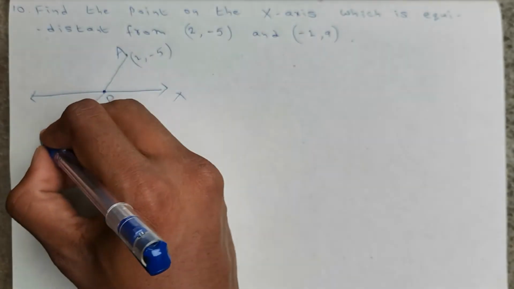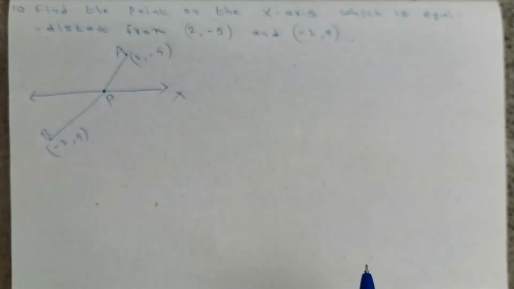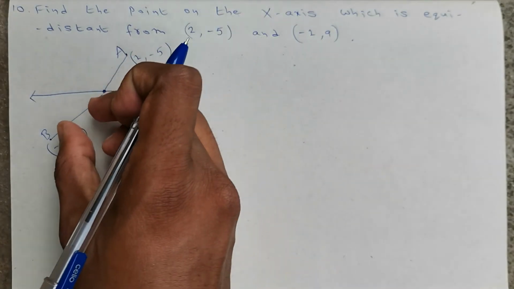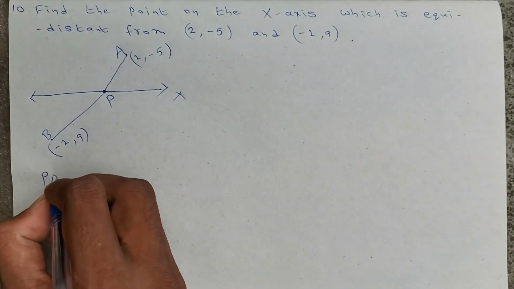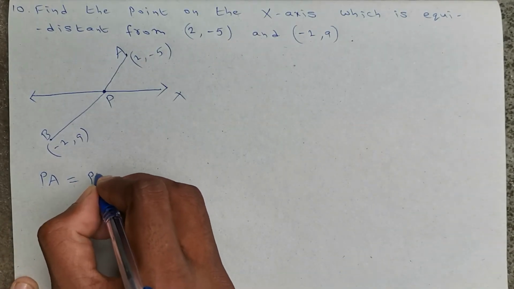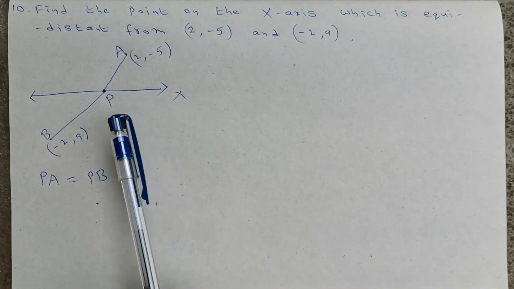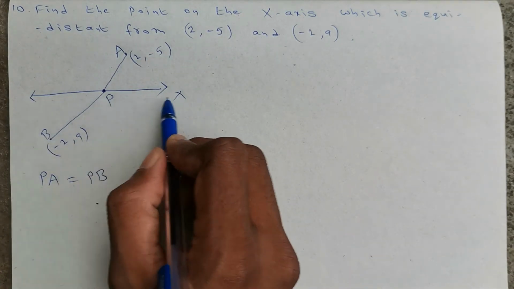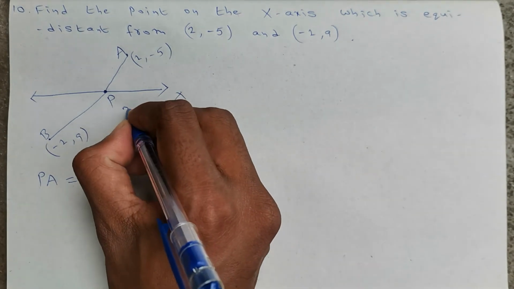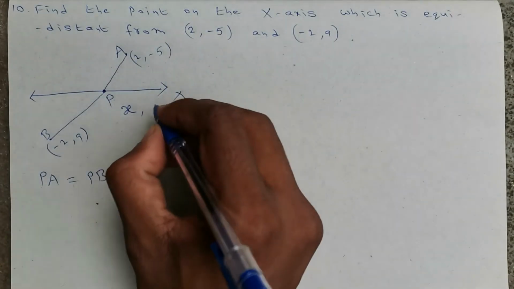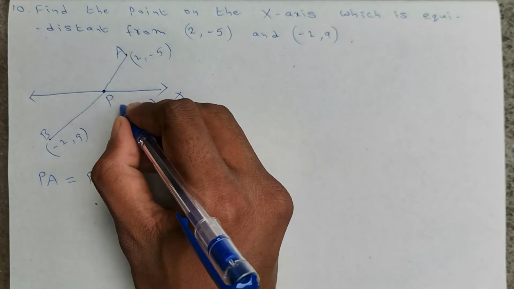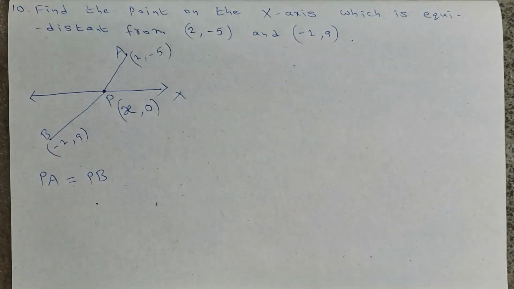This is point A and this is point B. So he said very clearly that these two are equidistant. So we can conclude PA is equal to PB. Then what about this point P? It is on the x-axis. So the x coordinate will be there but the y coordinate is 0.